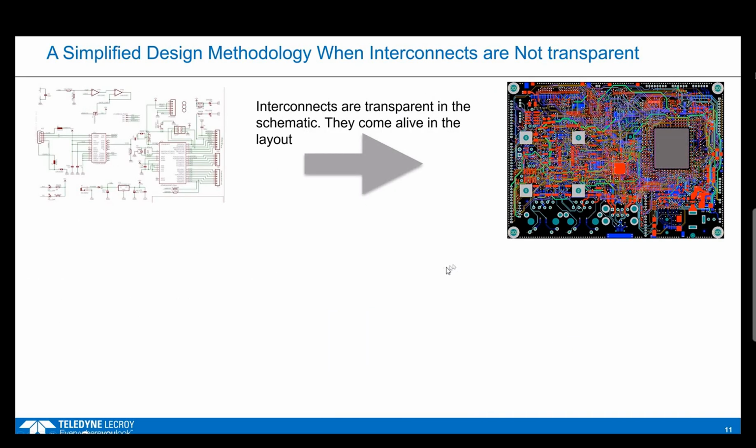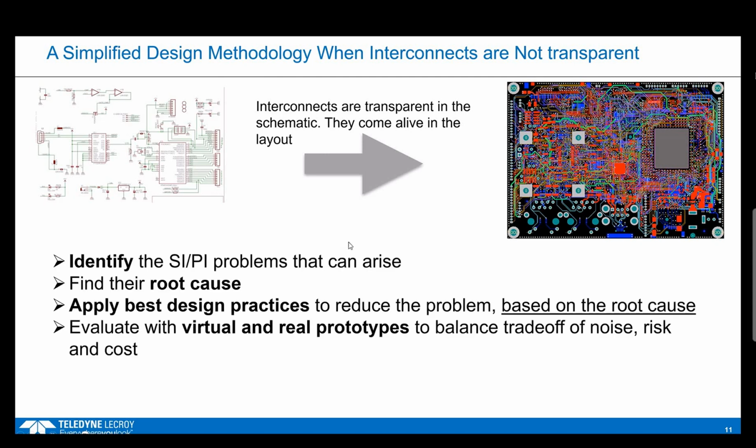Well, it kind of begs the question then, okay, so what? How are we going to deal with this? If we have a situation where interconnects are not transparent, how do we design the product? How do we take into account the impact the interconnects are going to have? And here's a really simplified design methodology when we have to worry about the interconnects not being transparent. Here's literally the process we're going to go through.